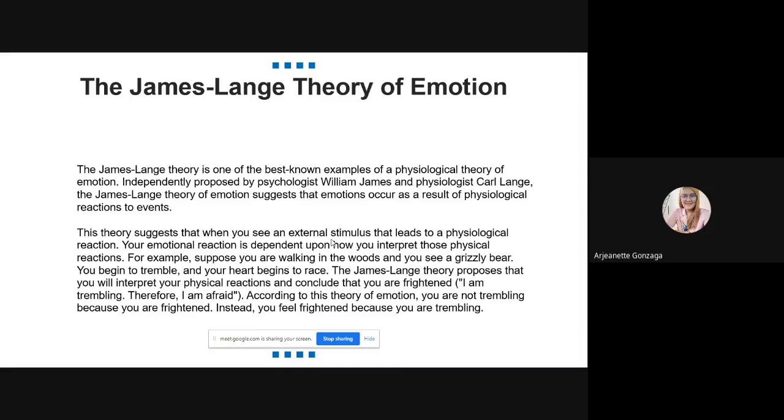For example, kapag galit ka, so pwede kang manakit or pwede kang manahimik. So, another example, suppose you are walking in the woods and you see a grizzly bear, you begin to tremble and your heart begins to race. So, ang James-Lange theory proposed that you will interpret your physical reactions and conclude that you are frightened. Ayun. So, I am trembling, therefore I am afraid. So, yun yung ating James-Lange theory. So, according to this theory of emotion, you are not trembling because you are frightened. Instead, you feel frightened because you are trembling.